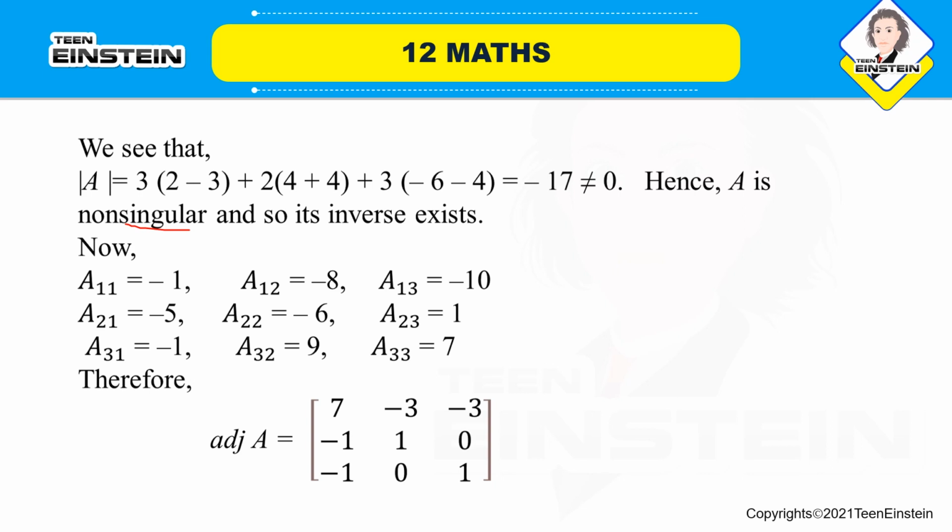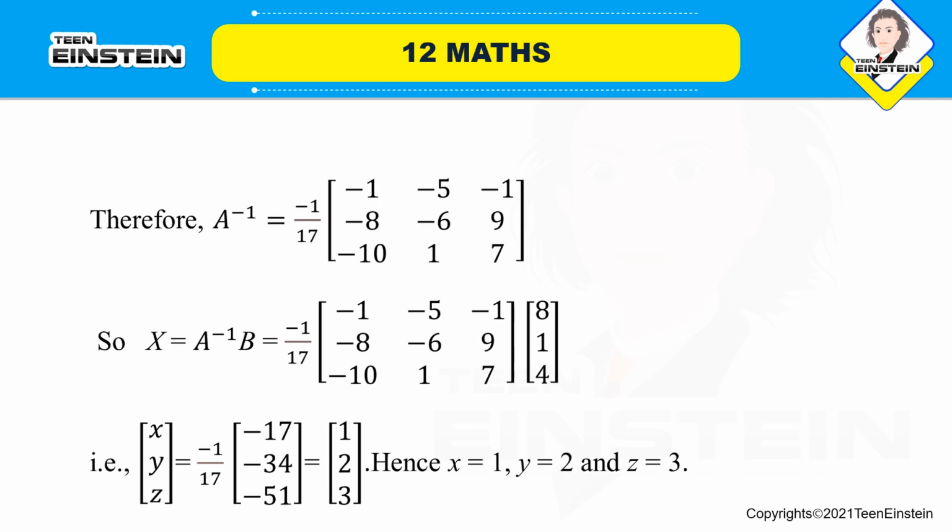It is not minus 1, it is 7. So what you are getting is adjoint A equal to 7, minus 1, minus 1, minus 3, 1, 0, minus 3, 0, 1. So this is your adjoint A. Next, find A inverse. A inverse is 1 by determinant A into adjoint A. So 1 by determinant A means minus 1 by 17 into adjoint A. So this is your adjoint A.